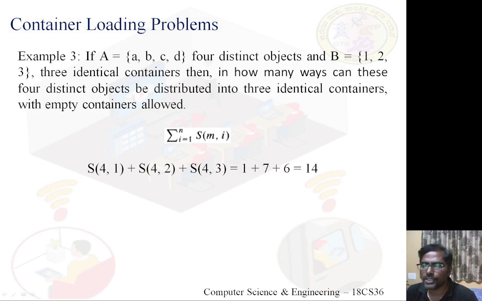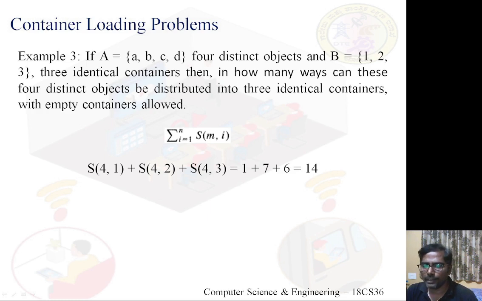And the next choice is, let me distribute 4 distinct objects among 2 identical containers by allowing one container empty. That is S of 4, 2. And the third choice is that, let me distribute all 4 distinct objects among 3 identical containers with none left empty.